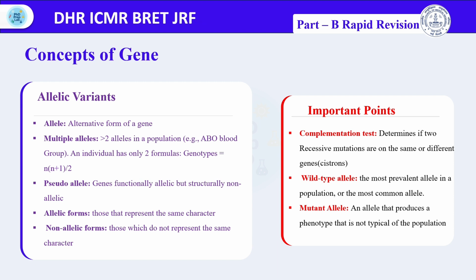Now, pseudo means false, right? So they are the genes that are functionally allelic, but structurally non-allelic. Allelic forms are those that represent the same character, like the alleles for A type, B type, O type, or AB type. Non-allelic forms do not represent the same character. One could represent height, one hair texture, one hair color.